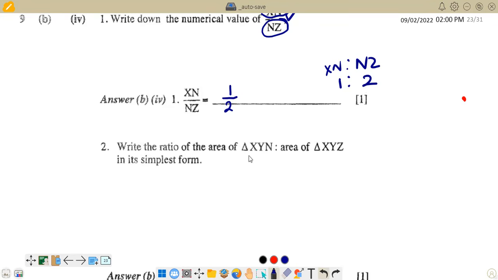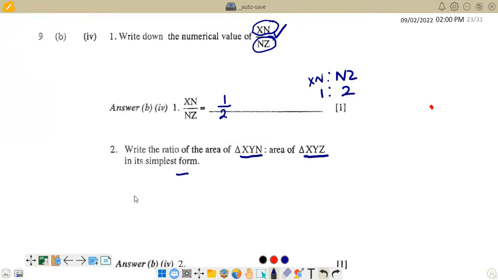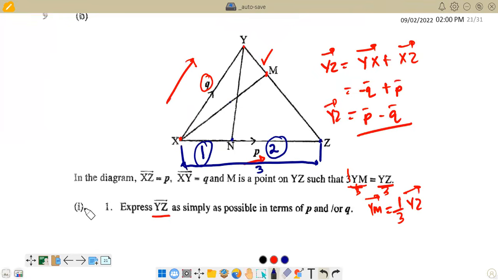Now we need the ratio of the area of triangle XYN as to the area of triangle XYZ in simplest form. So it's XYN as to XYZ from the area. For this one we have to use our diagram and see what is happening on it. So take note, it is the ratio of XYN as to XYZ, for triangle XYN as to triangle XYZ, and this is area.